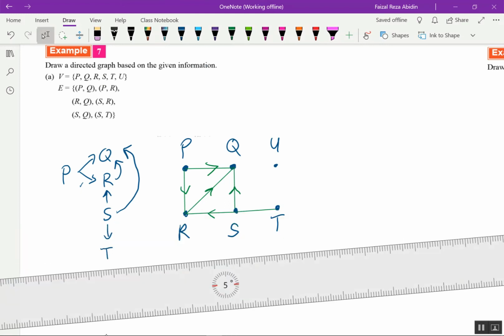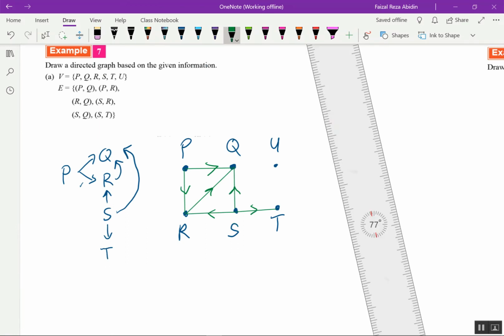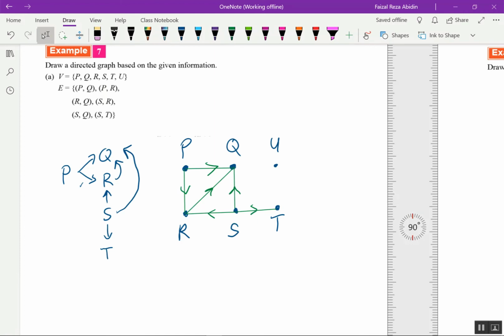Okay, ST. Okay. So, U, is there any edges between any vertex with U? No. So this one, we just assume this one as our isolated vertex. Okay. So you can draw like that. Okay, it's up to you. Okay, so remember, you must determine first the pair of the vertex and the direction.